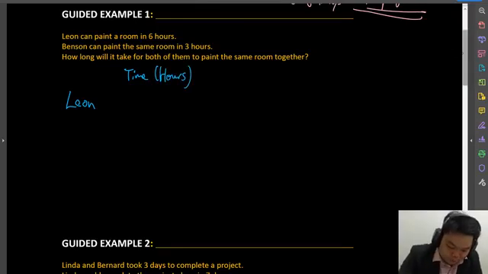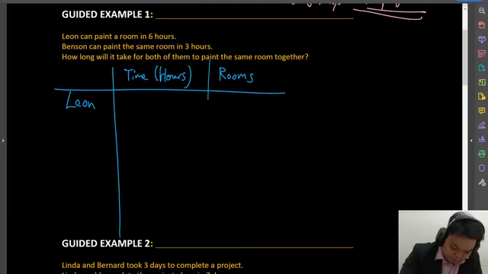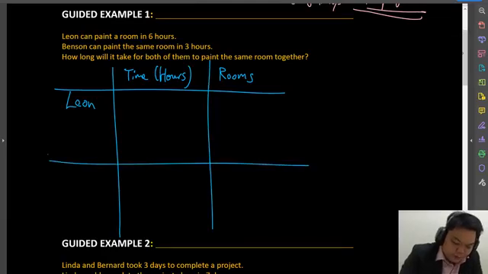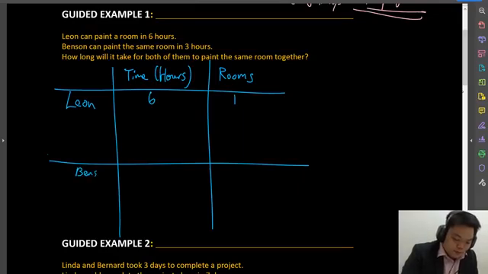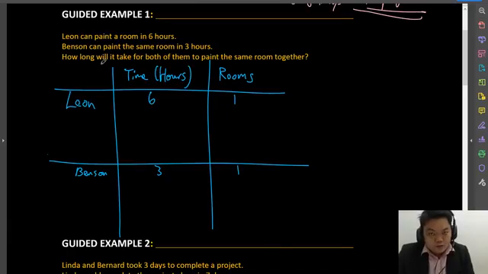And the number of rooms painted. Okay, for Leon, in 6 hours, he can paint 1 room. And for Benson, in 3 hours, he can paint 1 room. So in order for them to paint the same room together, we have to consider how much they paint in 6 hours. So over here, you can make time the same.